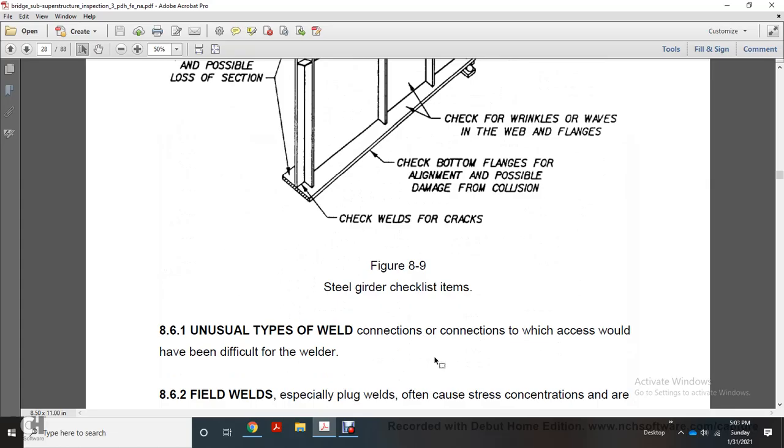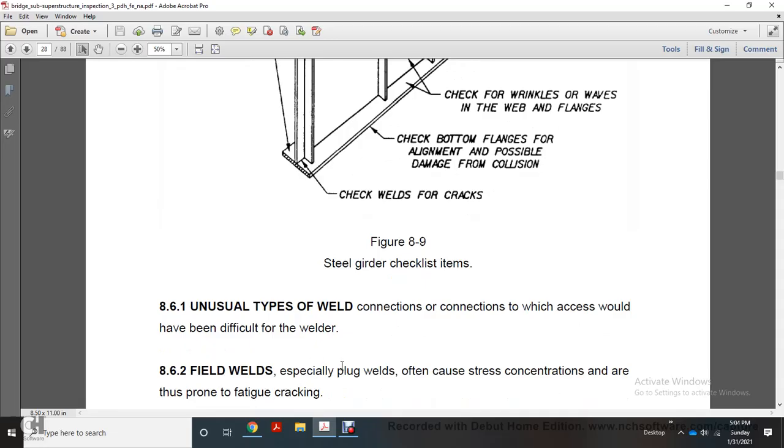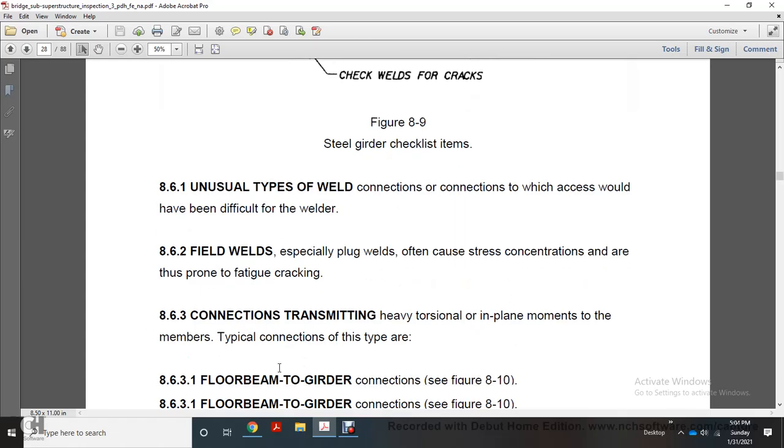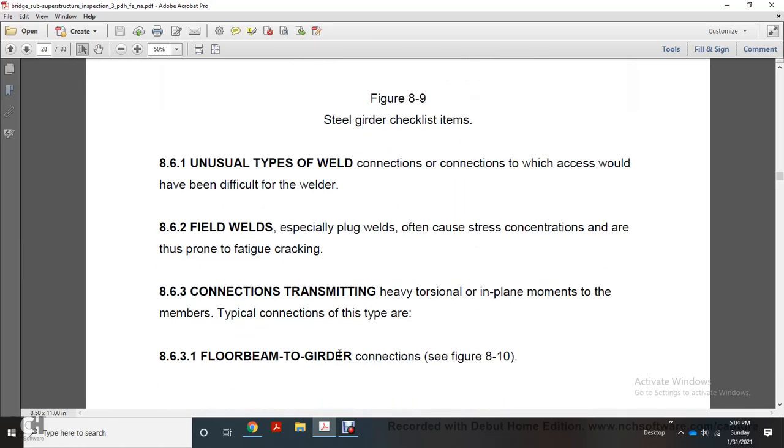Check welds for cracks. Unusual types of weld connections, where access would have been difficult, such as groove or fillet welds. Field welds, especially plug welds, because of the stress concentrations, are prone to fatigue cracking. Connections transmitting heavy torsional or in-plane movements for the members. Typical connections are floor beam to girder connections.